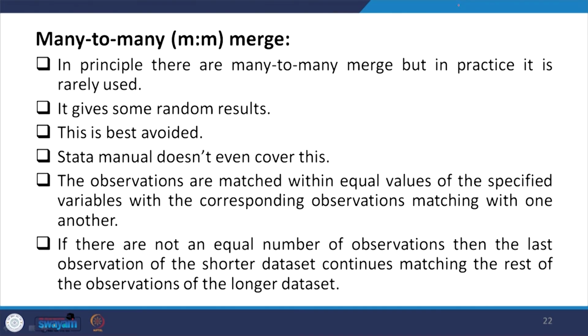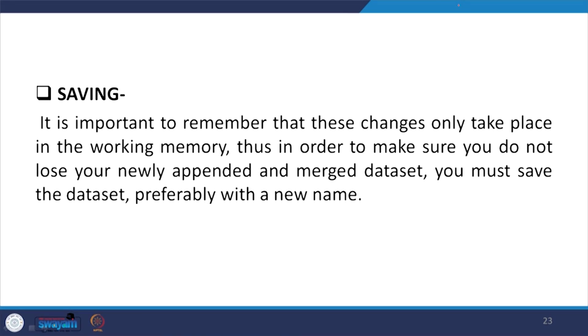If you go by the original Stata manual, which we guided already, the observations are matched within equal values of the specified variables, with the corresponding observation matching one another. If there are not an equal number of observations, then the last observation of the sorted data set continues matching the rest of the observations of the longer data set. That is the crux of the m:m merging.